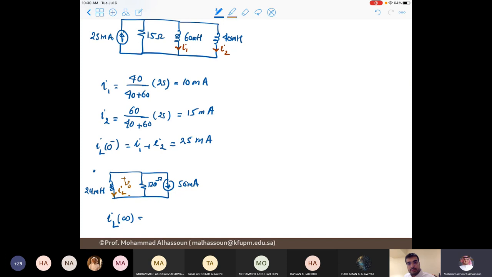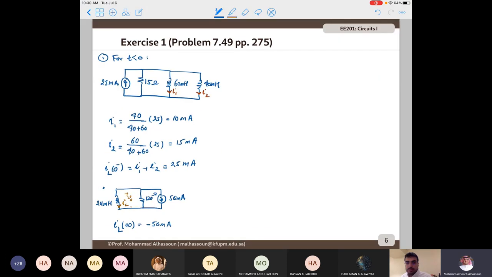Nobody wants to participate. Rahim? 15 milliampere. Partially correct. You missed one important factor. Negative. Negative 50. Okay, so we know that the initial current, we know the final current.